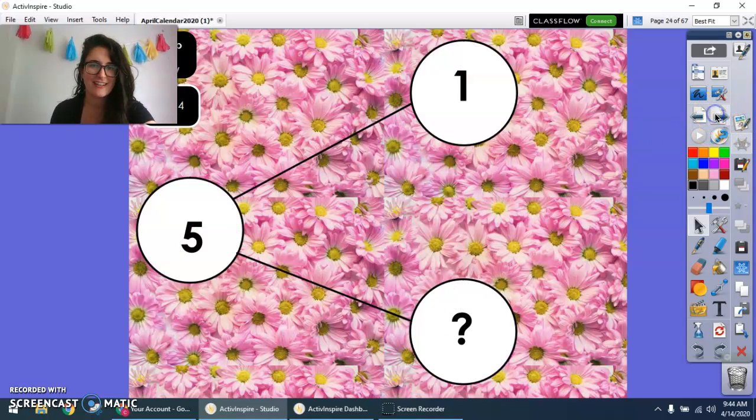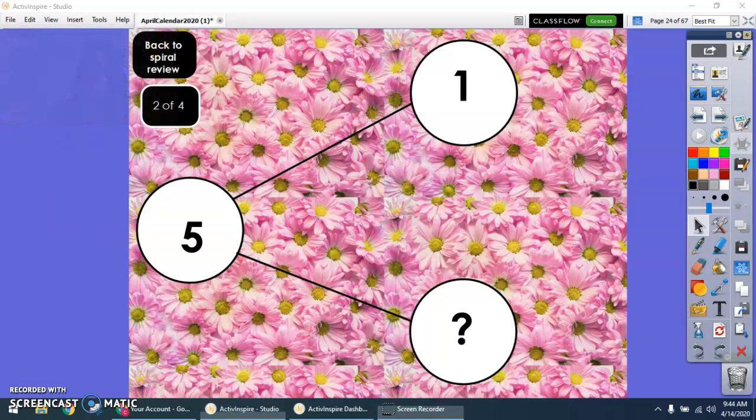Let's go ahead for our next question. Today we have another number bond question. So today our whole is 5 and one of our parts is 1. What is the other part? So 1 and blank is 5. So what is that missing part? Boys and girls, get your number bond down on your paper and fill in that missing part.